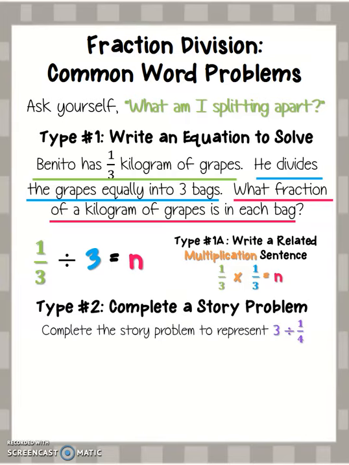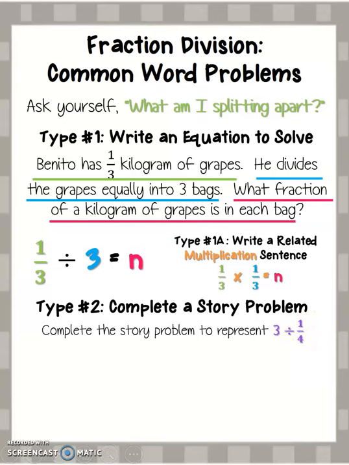We might be asked to complete a story problem to represent 3 divided by 1/4. I can still start by asking myself, what am I splitting apart? But this time I'm going to look at that expression, 3 divided by 1/4. Again, I know that the amount I'm splitting apart is always written first. So that means I must be splitting apart 3 full groups of something into pieces that are 1/4 big.